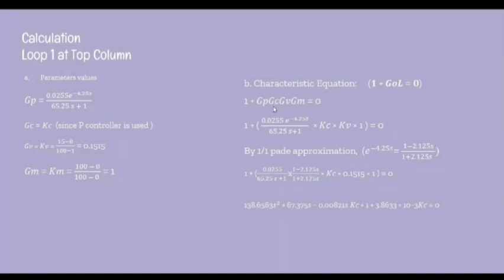If we already know the value of those parameters, we just substitute into the equation. At the end, we can get like this. But you can see there is an exponent here, so we have to change it by using the 1/1 approximation. At the end, we can get like this. After that, we substitute again into the equation. At the end, the equation becomes like this.